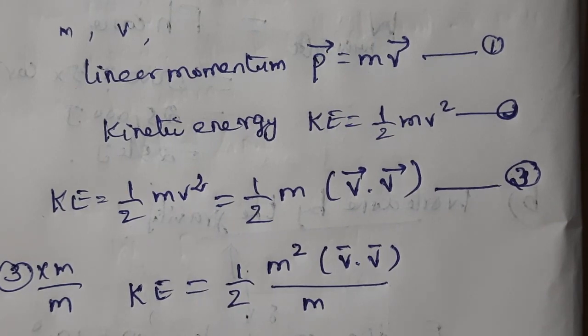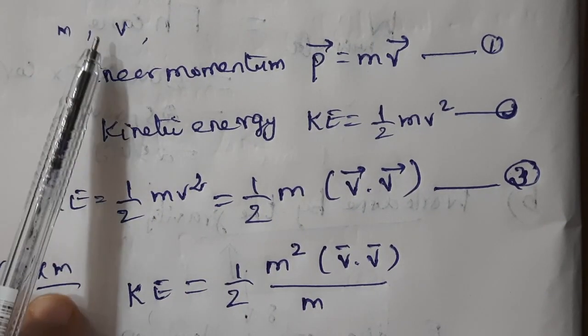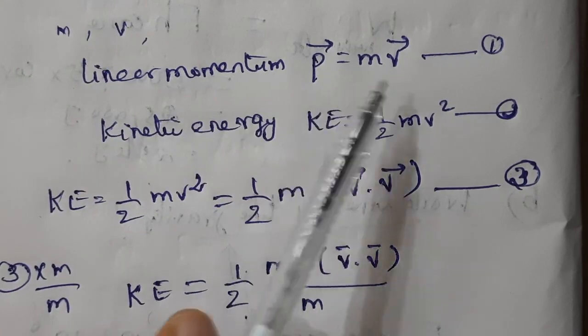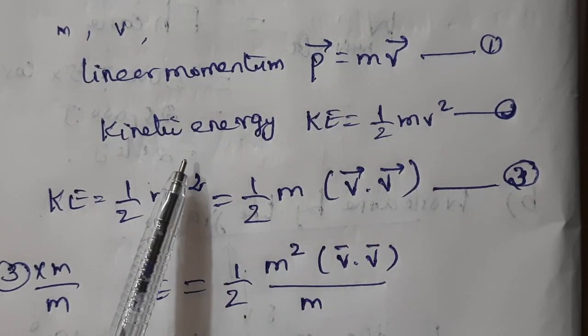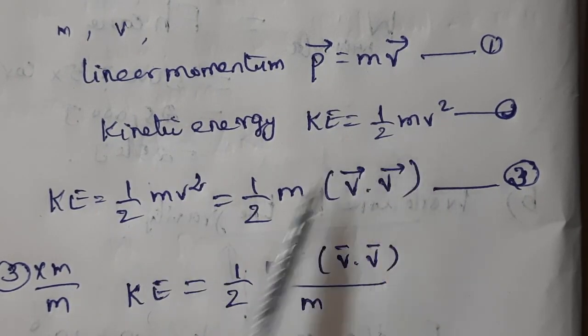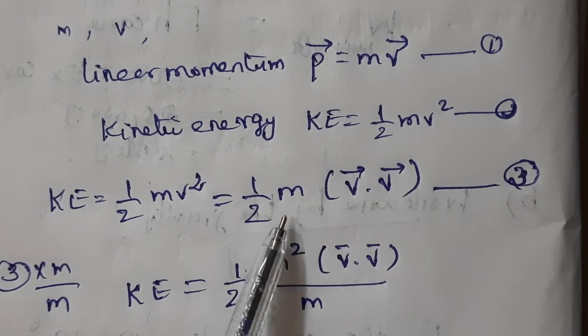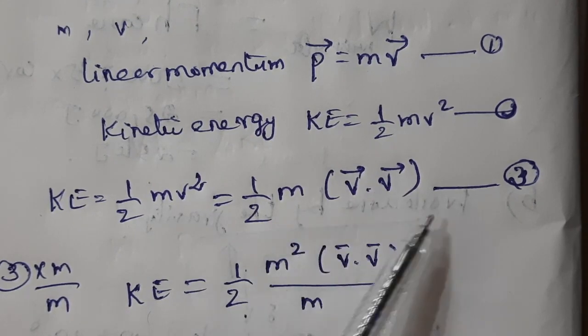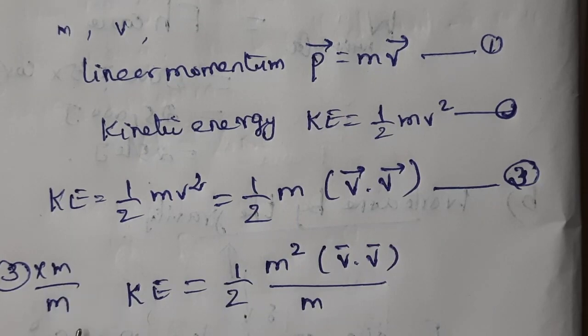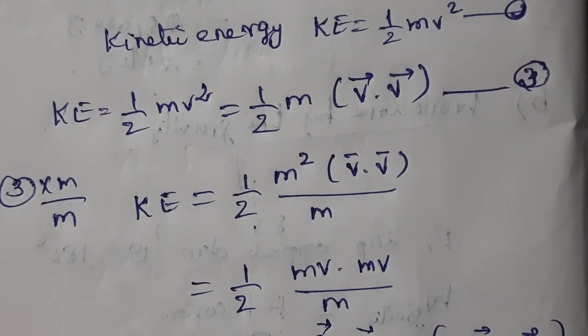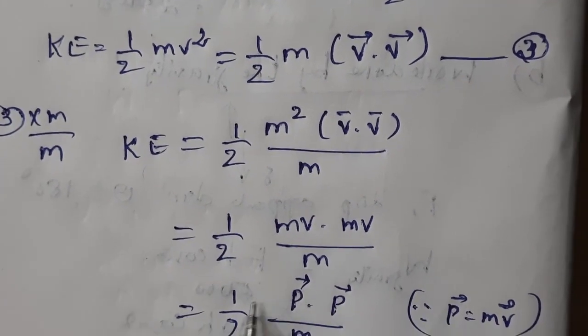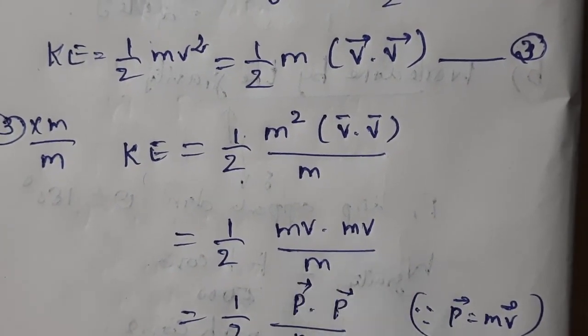So listen. Consider an object of mass m moving with velocity v. It possesses the linear momentum p is equal to mv, and the kinetic energy K is equal to half mv square. So I can rewrite half mv square as half mv into v. Then multiplying both numerator and denominator by m, K is equal to half into m square vv divided by m. This I can rearrange as mv into mv by m, half into p by m, because p is equal to mv.